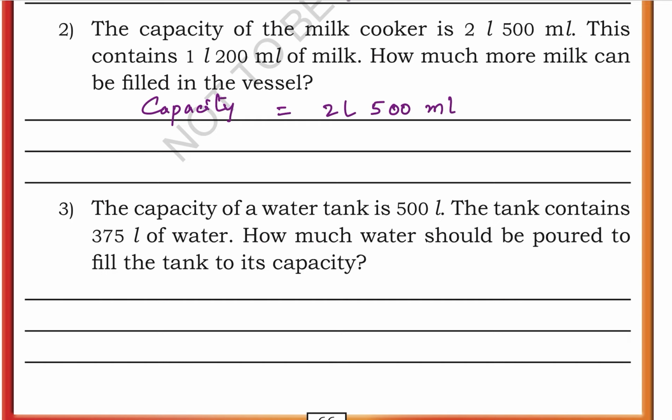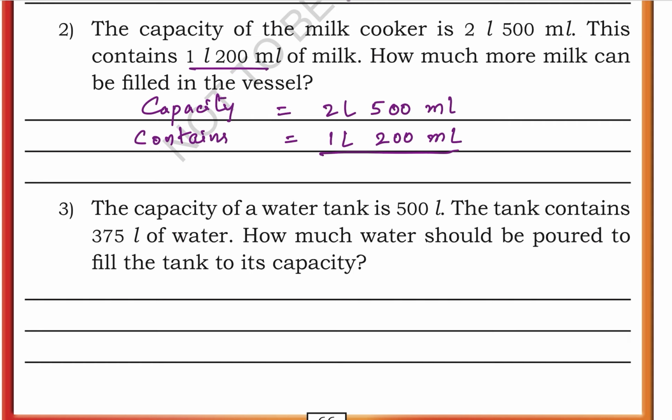This milk cooker contains 1 liter 200 milliliter of milk. What it contains? One liter 200 milliliter of milk. How much more milk can be filled in the vessel? See, understand the question. The capacity of milk cooker is 2 liter 500 milliliter. It is a total capacity. You cannot fill more than that. You cannot fill more than 2 liter 500 ml in that milk cooker.